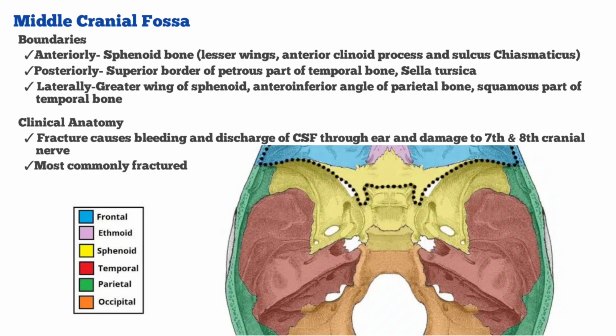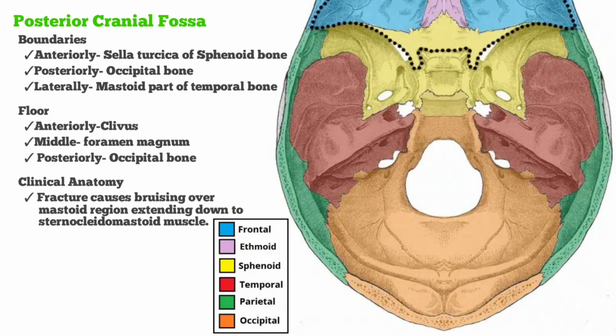Middle cranial fossa. Boundaries. Anteriorly, the sphenoid bone, lesser wings, anterior clinoid process and sulcus chiasmaticus. Posteriorly, the superior border of the petrous part of the temporal bone and sella turcica. Laterally, the greater wing of the sphenoid, antero-inferior angle of the parietal bone, and squamous part of the temporal bone. Clinical anatomy: fracture causes bleeding and discharge of CSF through the ear and damage to the 7th and 8th cranial nerves. Most commonly fractured.